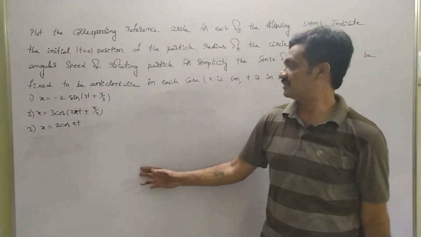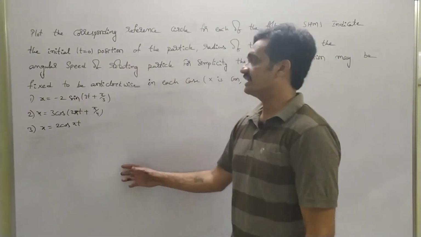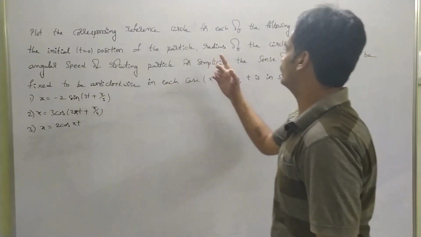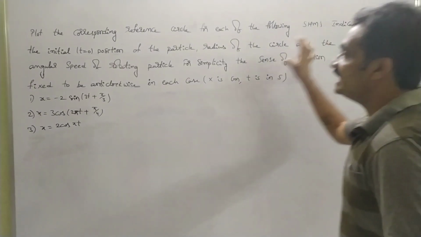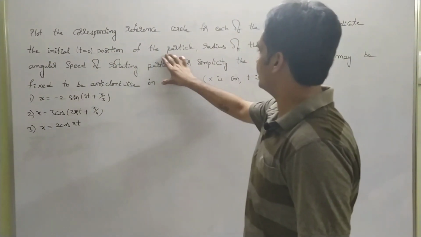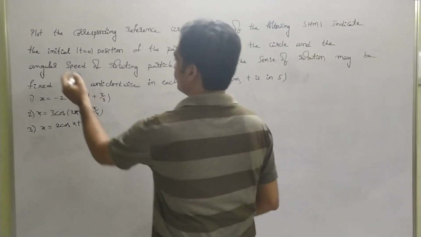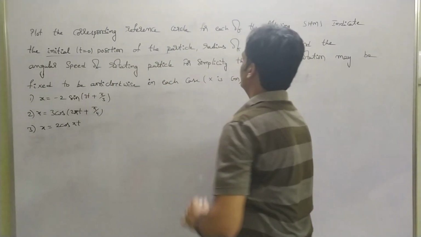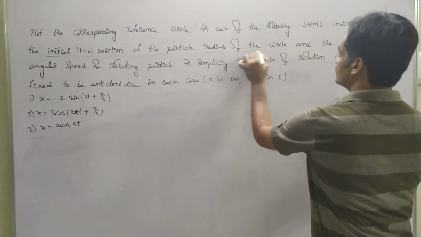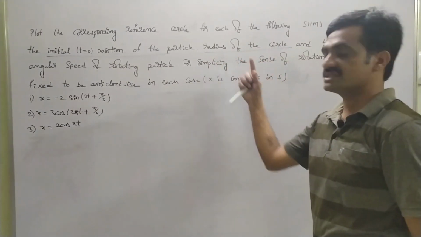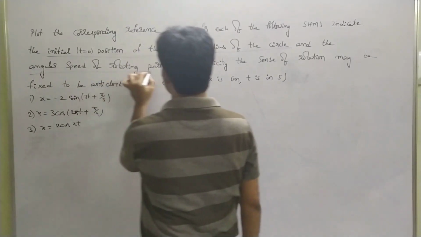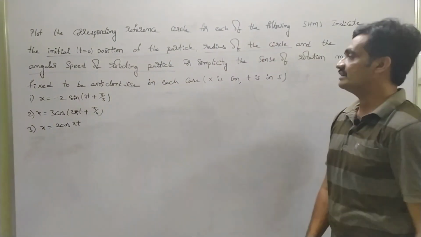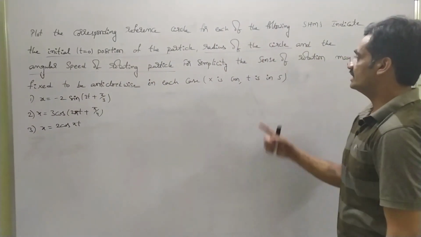So let's solve another numerical based on these phasor diagrams. Plot the corresponding reference circle for each one of the following simple harmonic motions. Indicate the initial position of the particle. Observe that here we have to represent the initial position of the particle, the radius of the circle, and the angular speed of the rotating particle.